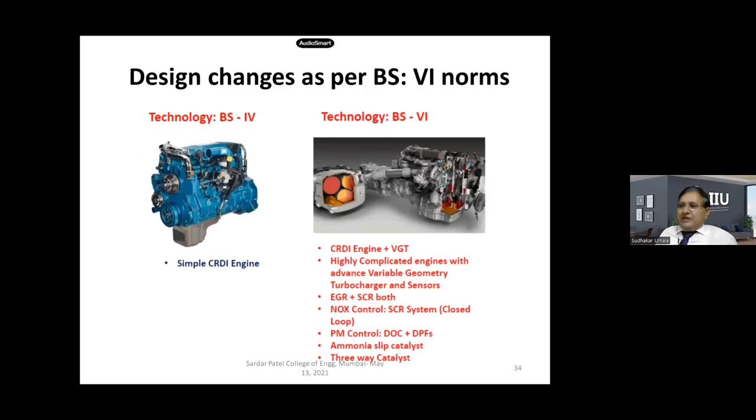Now I want to explain the overview of optimization on different segments. So these are the techniques we are using. Just define the difference between BS6 engines and BS4 engines. This figure is available in front of you. Already I have explained details of all devices which are controlling emissions. I will not explain in detail because I have already explained it.